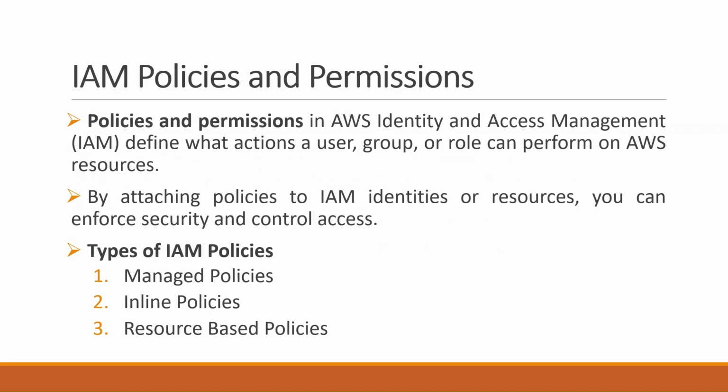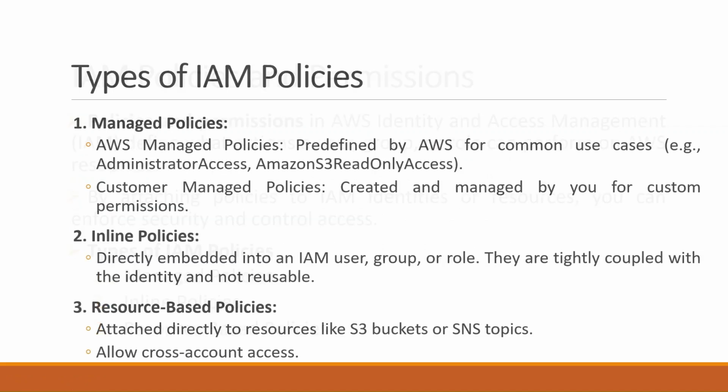Now let's discuss IAM policies and permissions. AWS Identity and Access Management defines what action a user, group, or role can perform on the AWS resources, by attaching policies to the IAM identities or other resources. So you can enforce security and control access. IAM provides three types of policies. The first one is managed policies, the second one is inline policies, and the third one is resource-based policies. So let's discuss these types one by one.